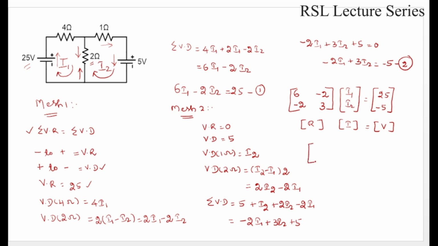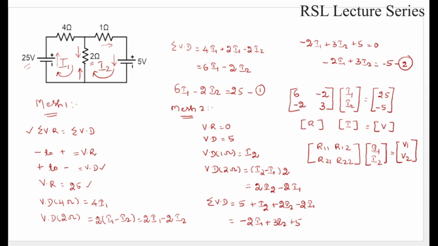So the general form of the resistance matrix is given by R11, R12, R21 and R22, multiplied by the unknown values of currents I1 and I2, that is equal to the voltages connected across the meshes 1 and 2, so V1 and V2. Now if we see here, the diagonal elements, that is R11 and R22, are the sum of the resistors in individual meshes.